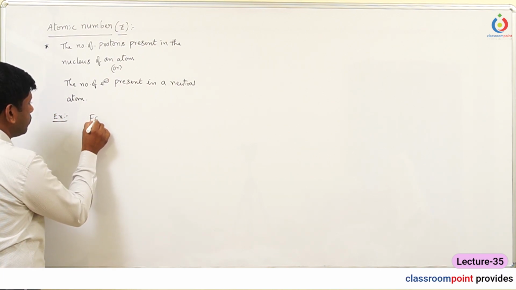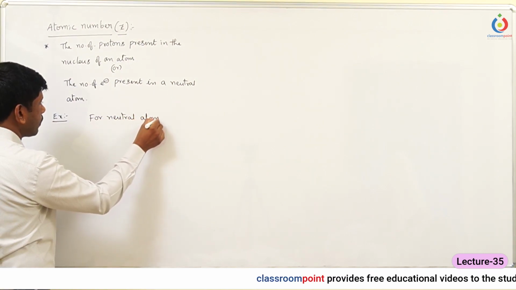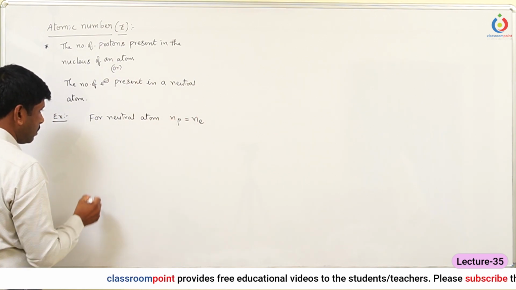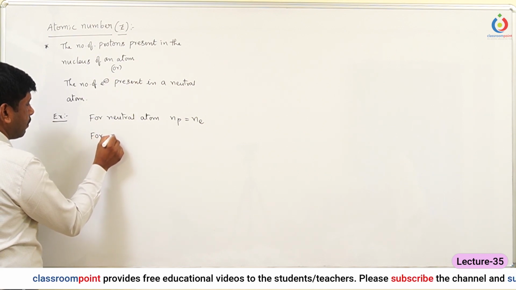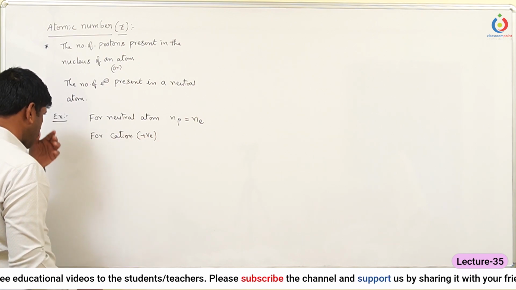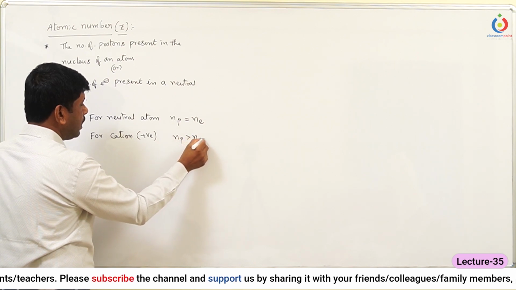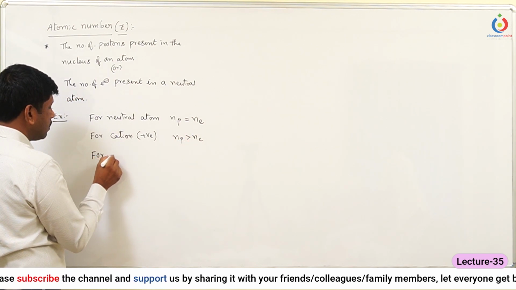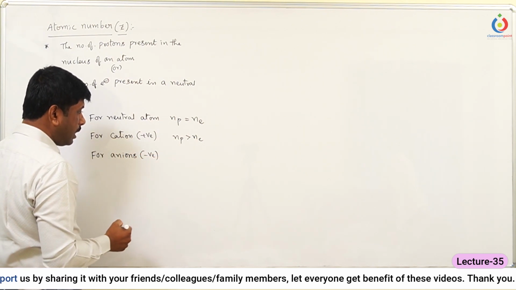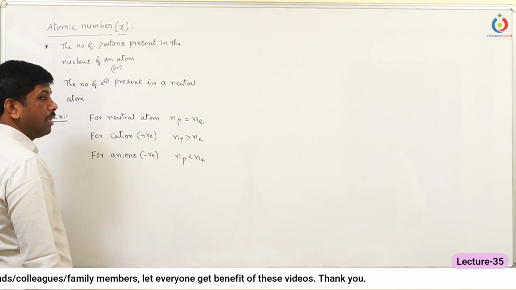For a neutral atom, number of protons equals number of electrons. But for a cation, positively charged ions are known as the cations, in the case of cations, the number of protons is more than the number of electrons. And anions are the negatively charged ions, in which case the number of protons is less than the number of electrons.